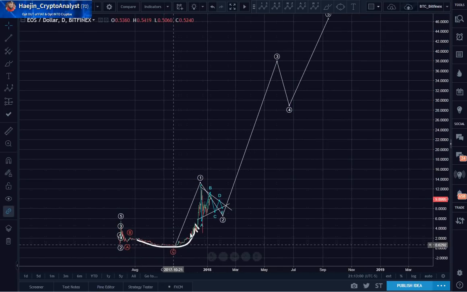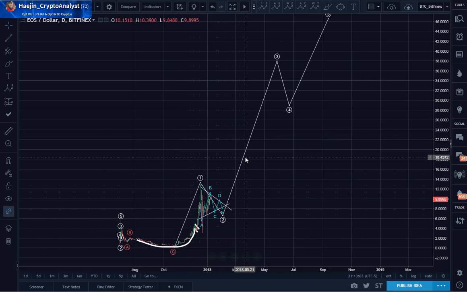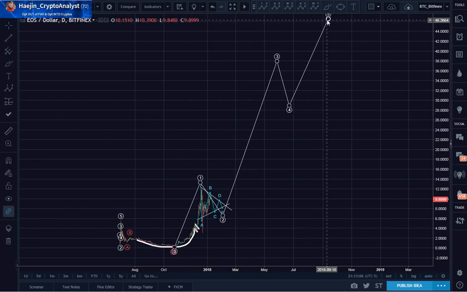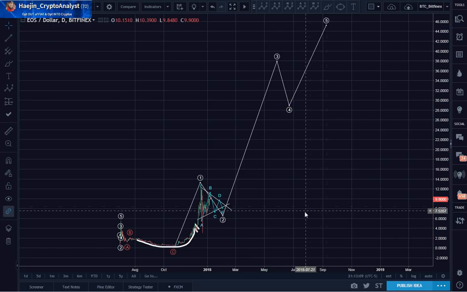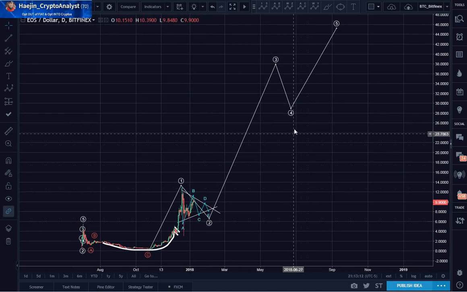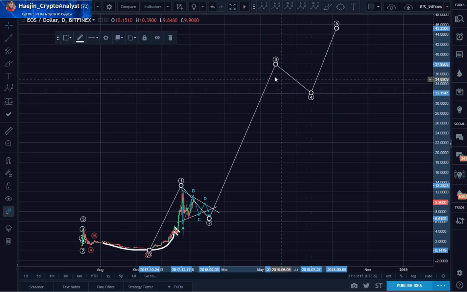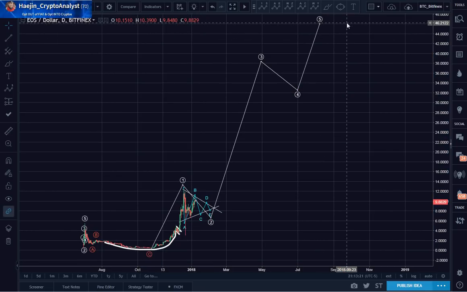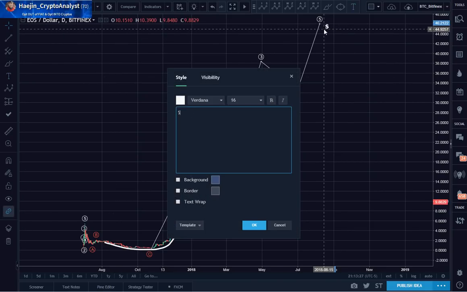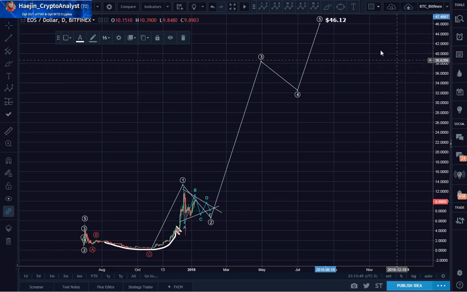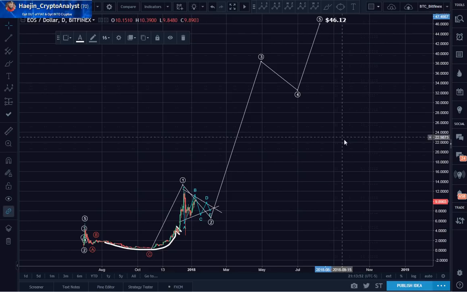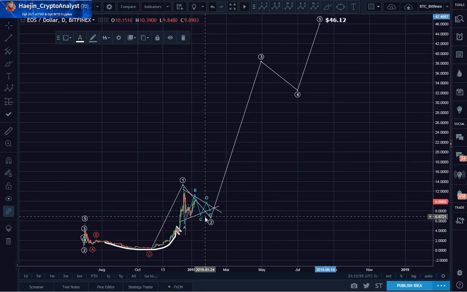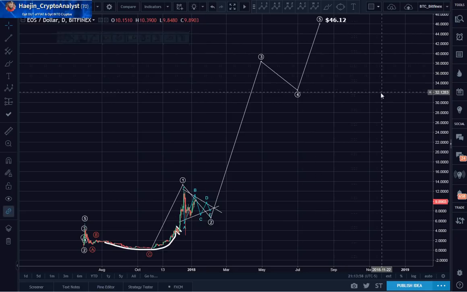So I'm now making wave 3 2.61 of 1. So 1, 2.61, 4, 5. $46.12. So if the target is 46.12, and this looks all crowded, I think this looks pretty bullish.